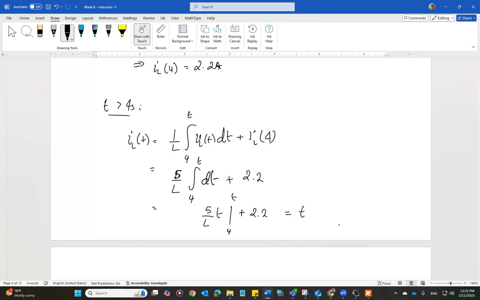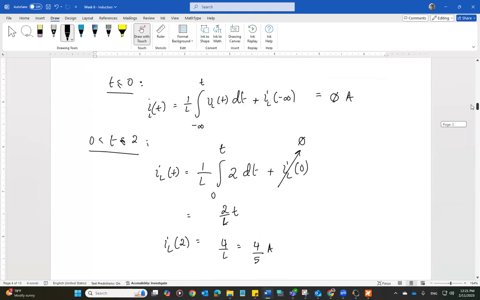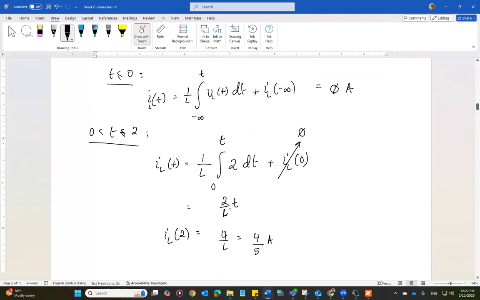So that's T. And then we plug in 4, so minus 4, 5 over L will be 1, plus 2.2, which will give us t minus 1.8 ampere. So these are the equations for your time for the different intervals that we see, starting at 0, then it's going to become a line equation 2 over L t, which is equal to 2 over 5 t.